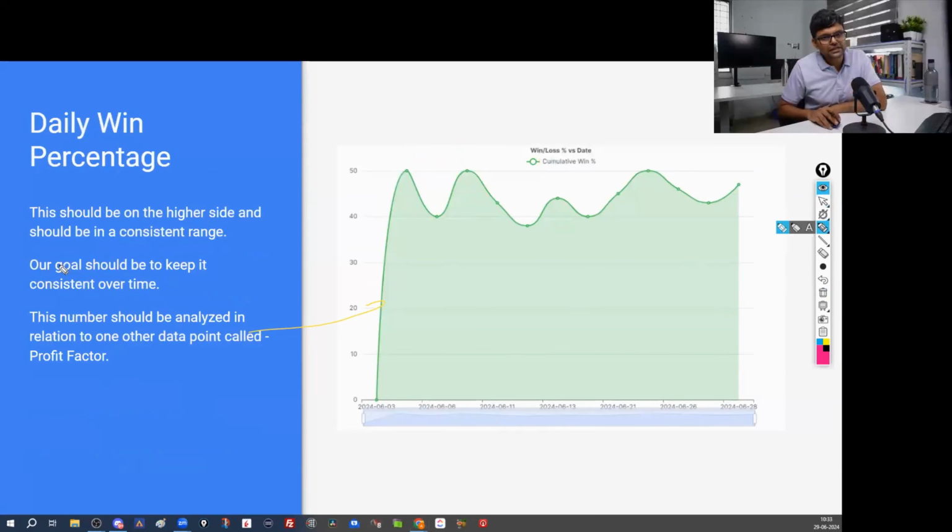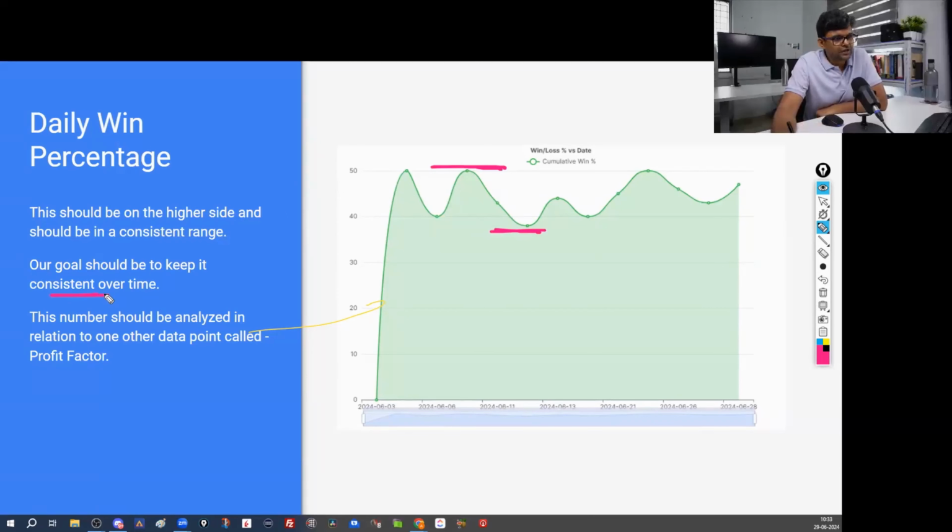Daily win percentage. What is your win rate? It has to be consistent. Okay. So obviously it's not going to be the same. It will increase, it will decrease. But if you look at my win percentage, it is roughly in between 40 to 50%. Okay. I am profitable with a 40 to 50% win ratio. You also can be.